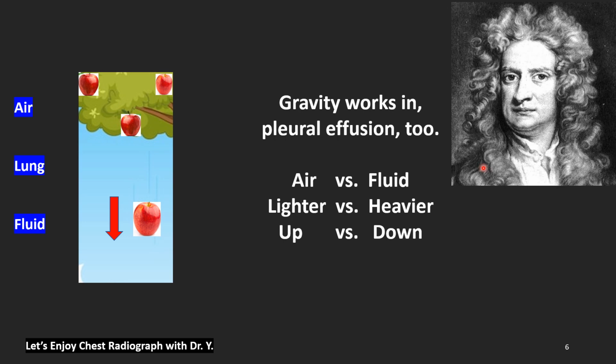This gentleman is who we all know as Sir Isaac Newton. He found that an apple is falling from the tree to the ground. That is gravity. So air is on the top, lung is in the middle, and heavier fluid is in the lower portion, and beneath there is Earth's globe. Gravity works in pleural effusion too, as in pneumothorax. Air versus fluid, lighter one versus heavier one, up with air, down with fluid. That explains the findings of pleural effusion and pneumothorax on chest radiographs.